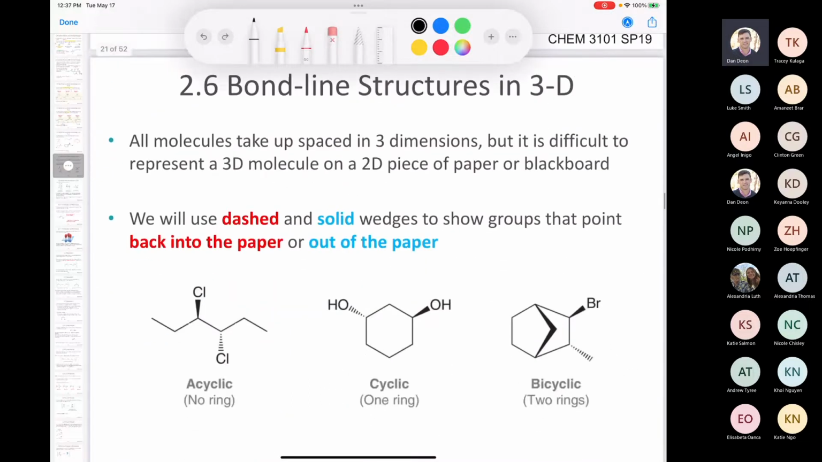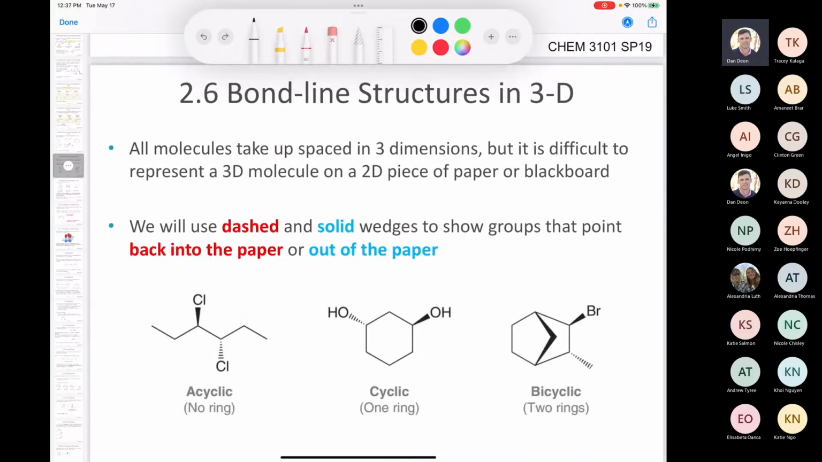Okay, well, let's move on and talk a little bit about structures in 3 dimensions. We were talking about that in chapter 1. In fact, this morning we were looking at dichlorodibromoethane, and we were saying, if you rotate the molecule in such a way. The thing is that organic molecules, for the most part, are 3-dimensional. They take up 3 dimensions in space.